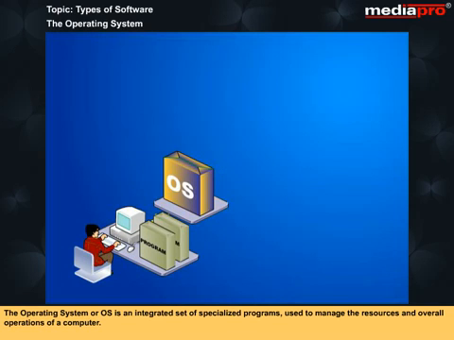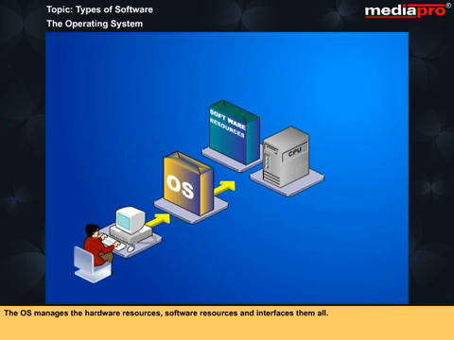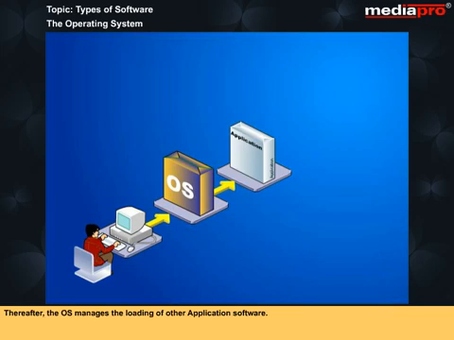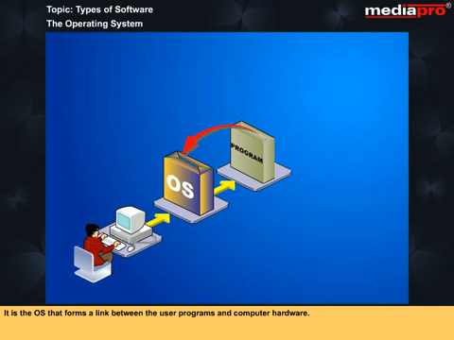The operating system or OS is an integrated set of specialized programs used to manage the resources and overall operations of a computer. The OS manages the hardware resources, software resources, and interfaces them all. In fact, the hardware is useless without the OS. Whenever you buy a new computer, the first software that needs to be loaded within it is the OS. Thereafter, the OS manages the loading of other application software. It is the OS that forms the link between the user programs and computer hardware.